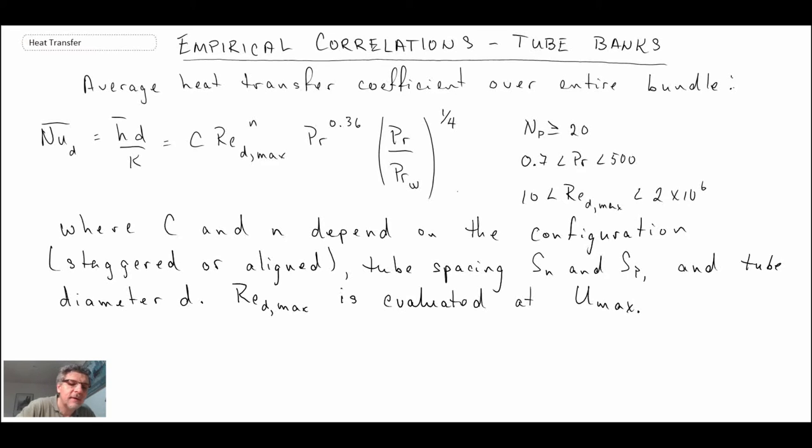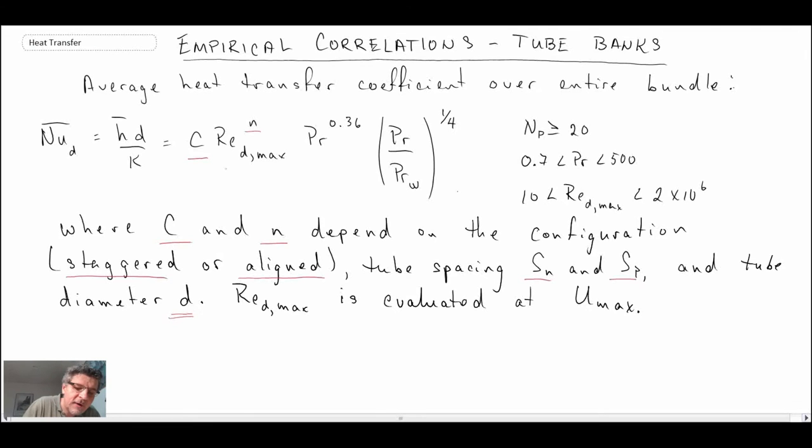Okay, so looking at this equation, we have C and N, and these we can obtain from tables, and the values are going to depend upon a number of different things. One, it's going to be on the configuration, whether or not we have a staggered or an aligned tube bundle, which we saw in the previous segment. It will depend upon the spacing between the tubes in either the normal to the flow direction or parallel to the flow direction. And it will also depend upon the diameter of the tubes themselves.